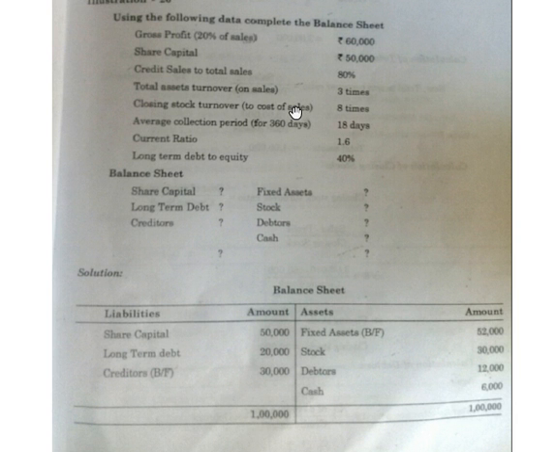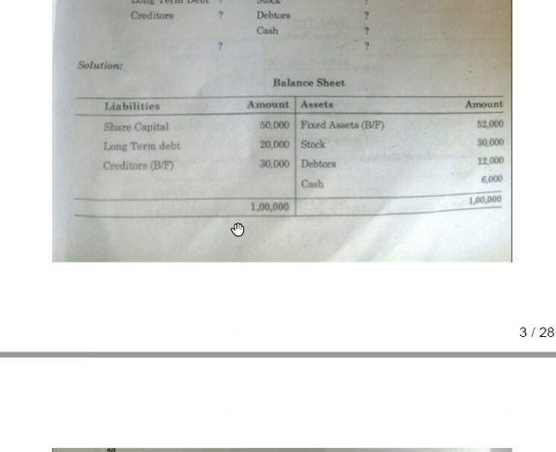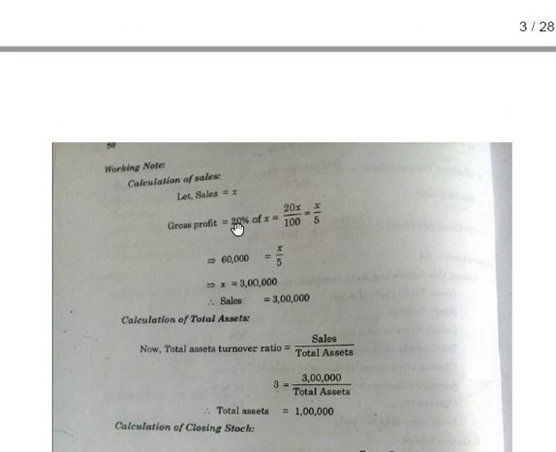Moving on to the next question. Using the following data, complete the balance sheet. Gross profit 20% of sales, which is 60,000, and they have given other information, and they have told us to complete the balance sheet. To complete the balance sheet, we need share capital, long-term debt, creditors, fixed assets, stock, debtors, cash, etc. So we need to calculate each and everything. This is a kind of indirect question wherein you're supposed to calculate with the given information using the different formulas. So let's calculate one by one.